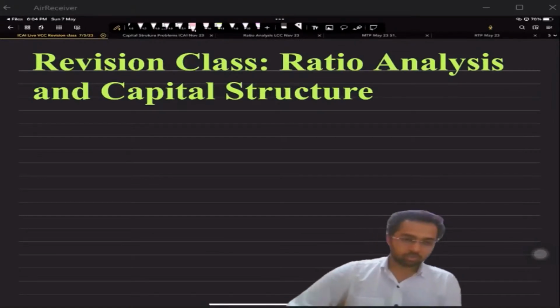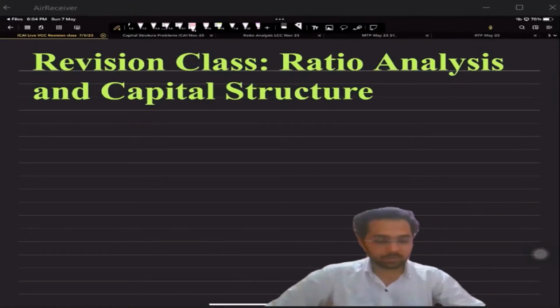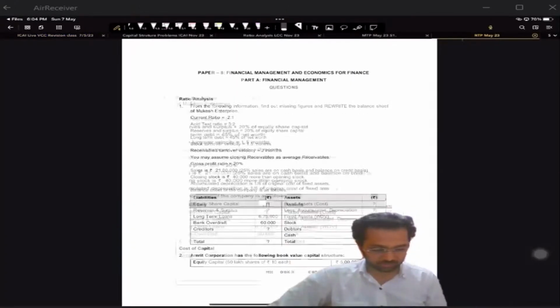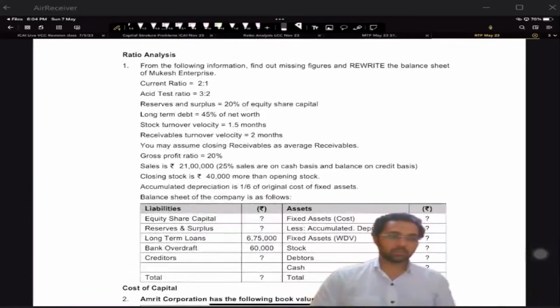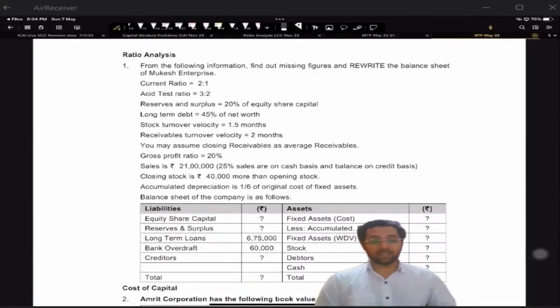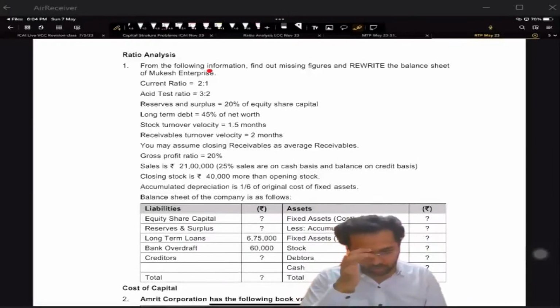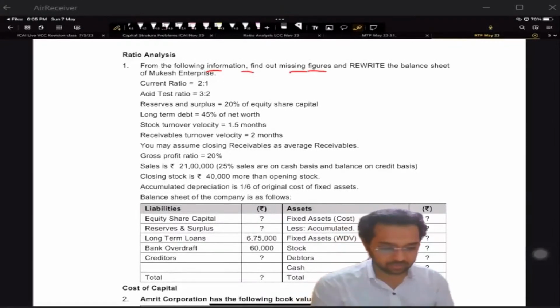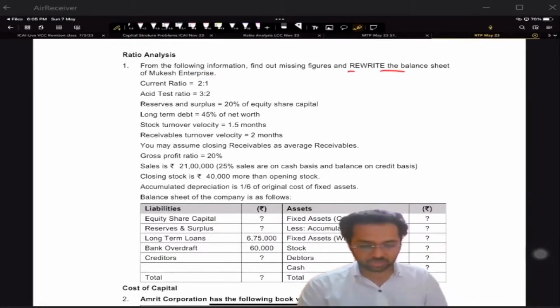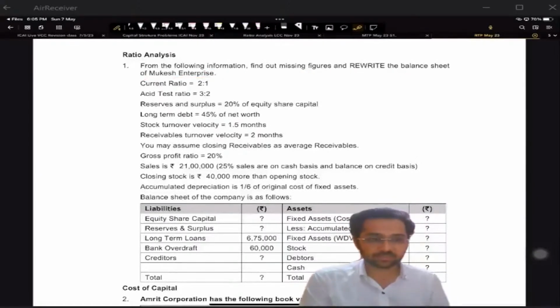Okay. So to begin with, let's get started with one of the questions from the recent RTP, the RTP that is relevant for the ongoing exams. From the following information, we have to find out the missing figures and rewrite the balance sheet of Mukesh Enterprise. We have to rewrite the balance sheet of Mukesh Enterprise.